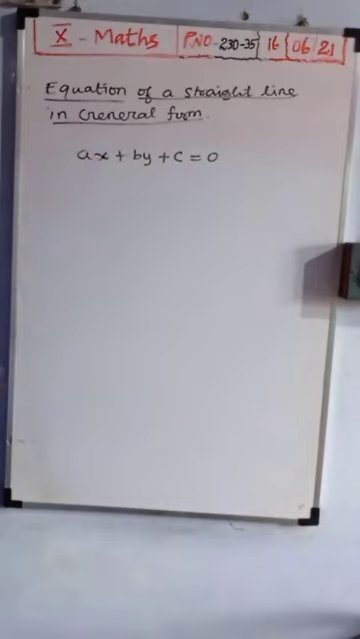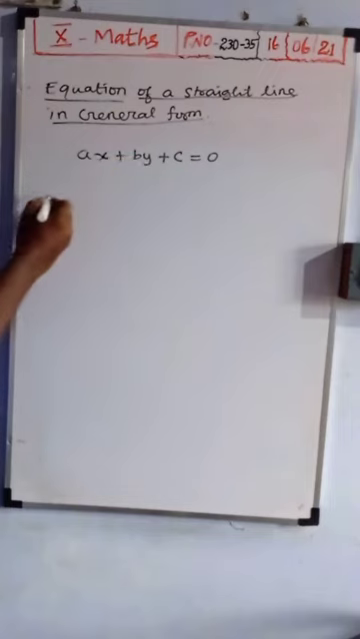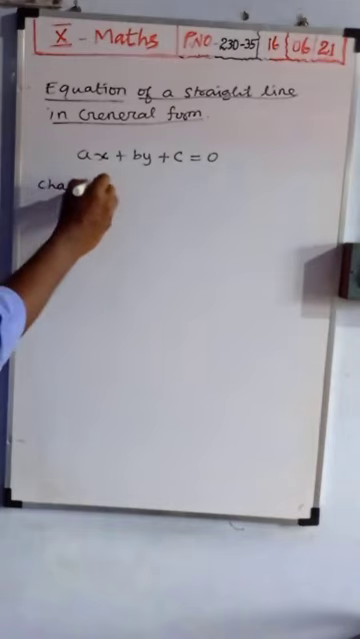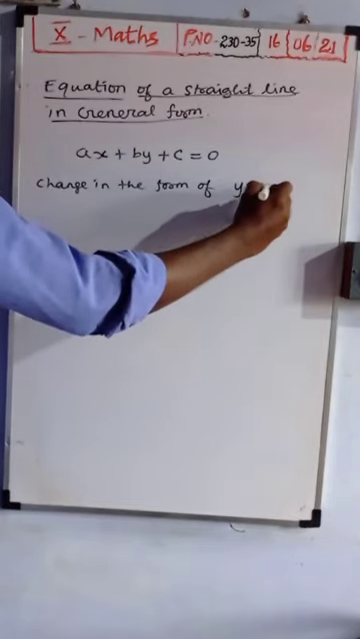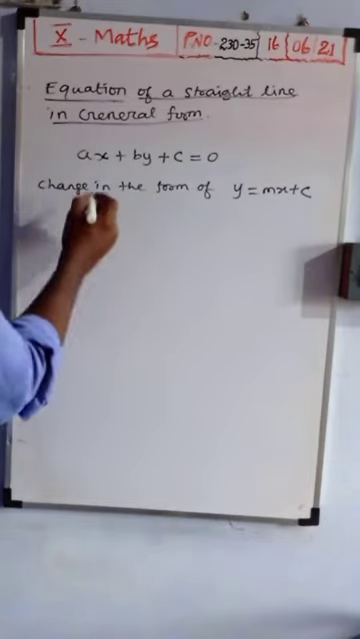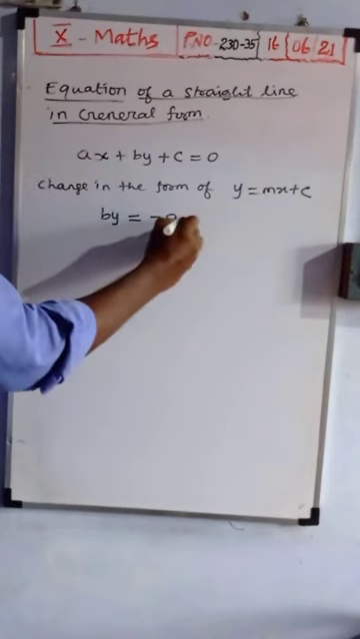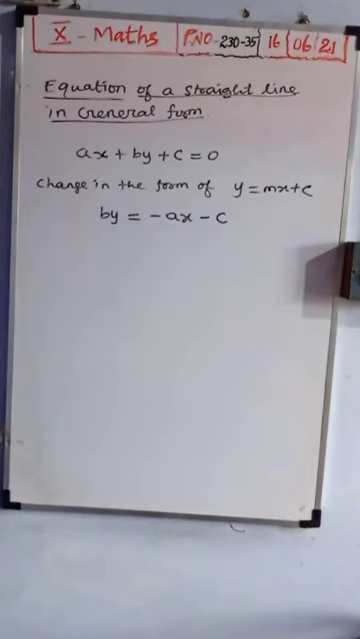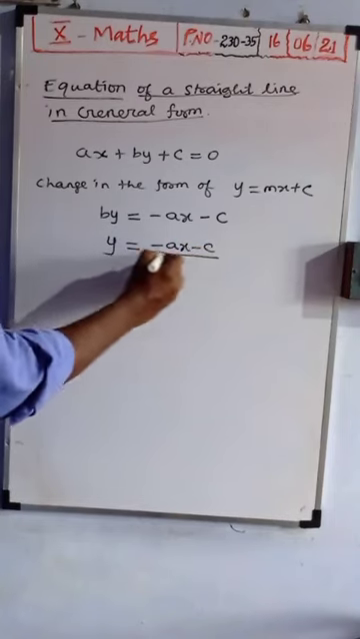From that equation you should convert it into the form y is equal to mx plus c. So the general form should be changed into y is equal to mx plus c. While changing this, by is equal to minus ax, since ax goes to that side with a minus, and minus c, since c goes to that side with a minus. Then y is equal to minus ax minus c, whole divided by b.